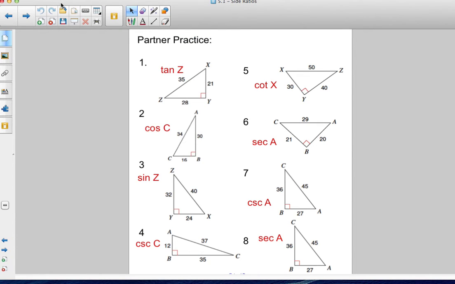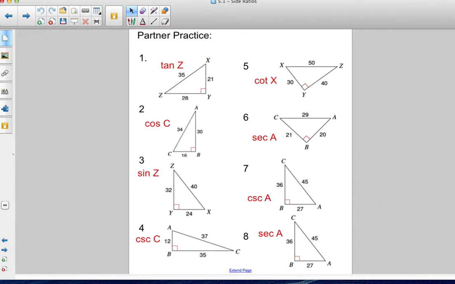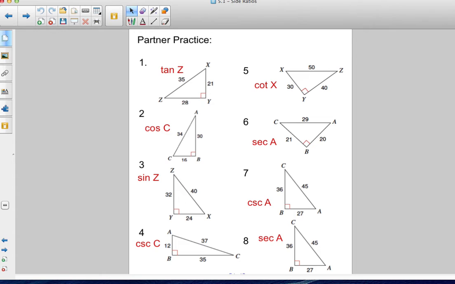So you do have some partner practice problems. These might take a little while, so take as much time as you need, obviously keeping track of how much time we have left. I want you to find all of these trigonometric ratios here. So take a few minutes. You can work in partners. Stay close. I just don't want you moving around and spending a lot of time doing that. So you can just work with the person next to you. That'd probably be the easiest for this part. And then pause the video. Once you're all set, we'll resume the video and go over numbers 1 through 8.